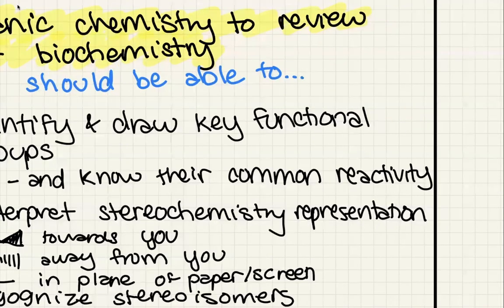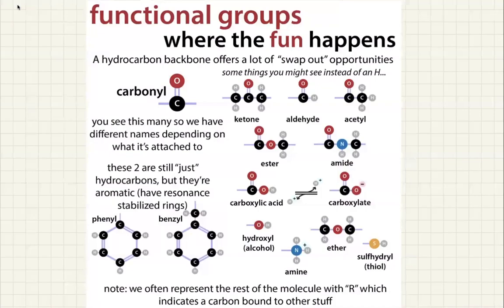So let's talk about some key functional groups that I'm expecting you to know. These include the carbonyl group, which is a carbon double bonded to an oxygen. And you should know what we call it in other contexts. If it has a carbon on either side, we're dealing with a ketone. If it has a hydrogen on one side, we're dealing with an aldehyde. If it has a methyl group on one side, we're dealing with an acetyl group. If it has a nitrogen on one side, we're dealing with an amide.